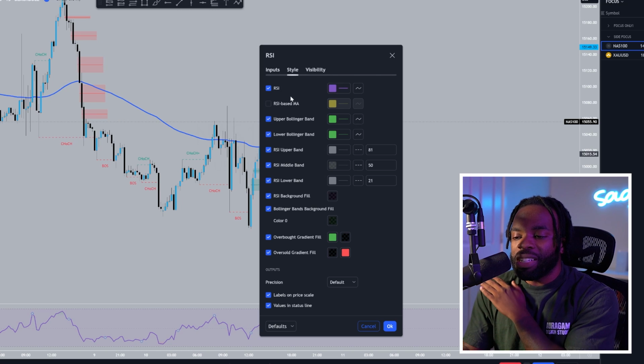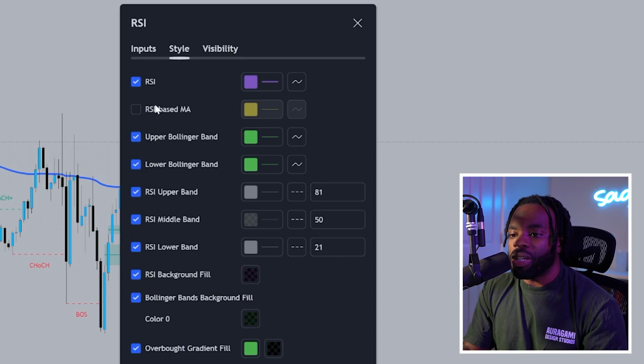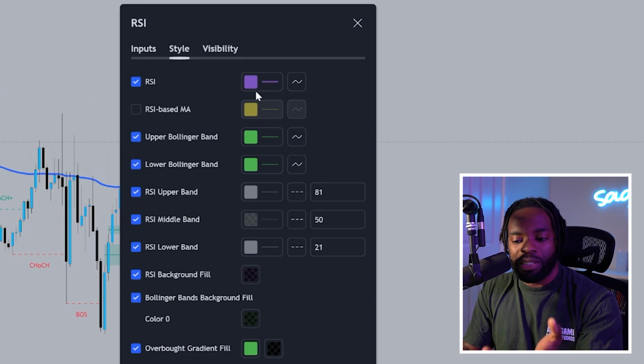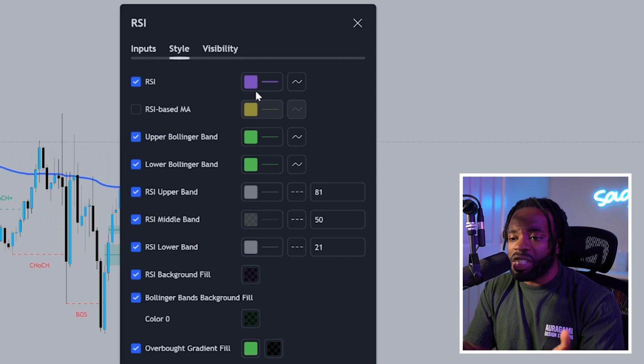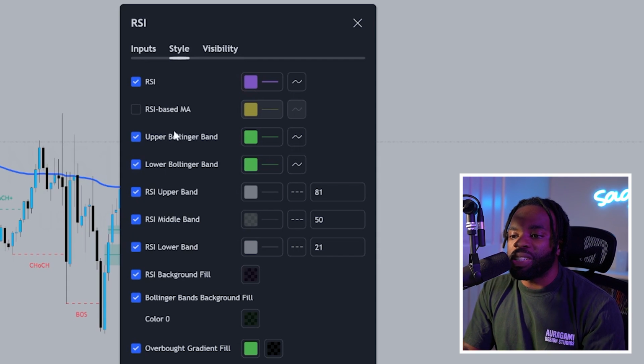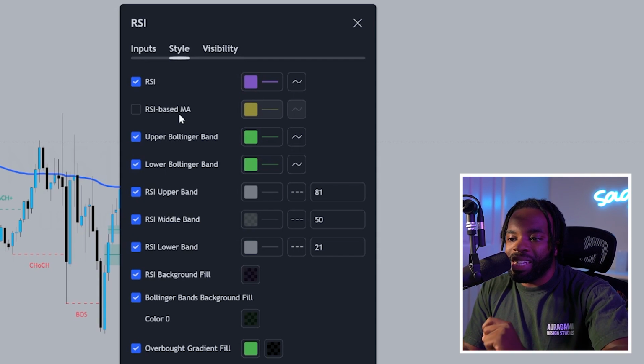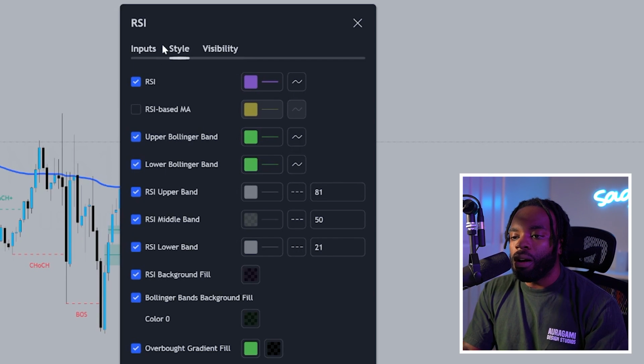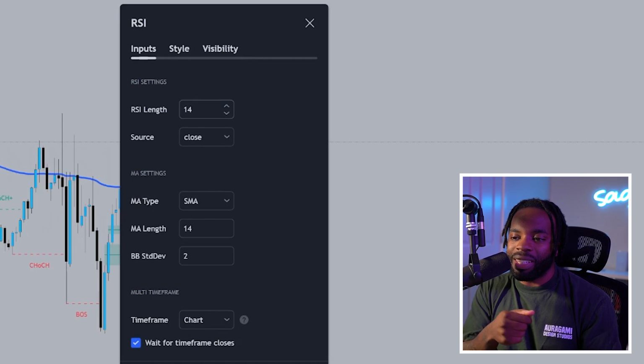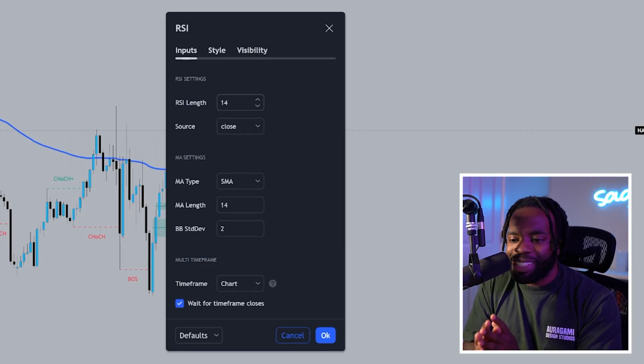Another thing you guys want to pay attention to is getting the RSI. The RSI, we're going to basically keep it very basic. We're going to keep the colors. We can change it, it doesn't matter, but the main focus here is to remove the RSI base EMA. We don't need that at all. And then also the next thing is make sure the length is set at 14. After that, you want to look at everything else and keep it at default. We did not change anything here.